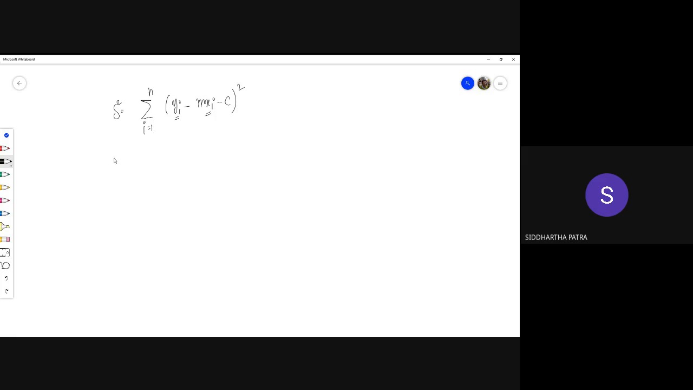Now, to have the best fit, we need to do optimization. So basically, we would set the partial derivatives, because there are two independent variables involved, to 0.